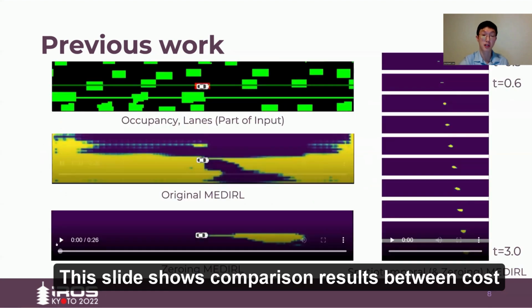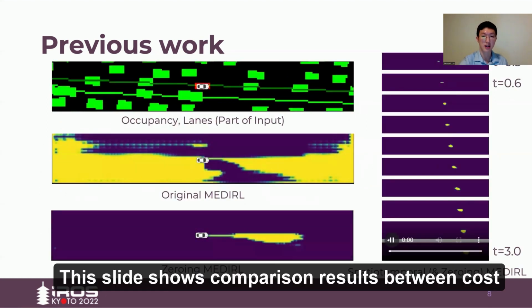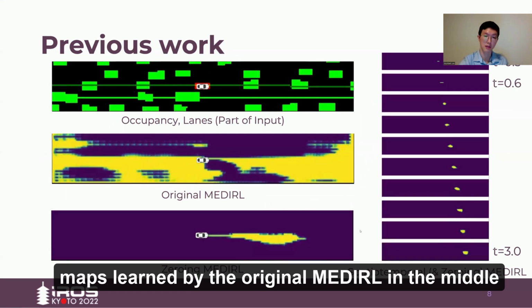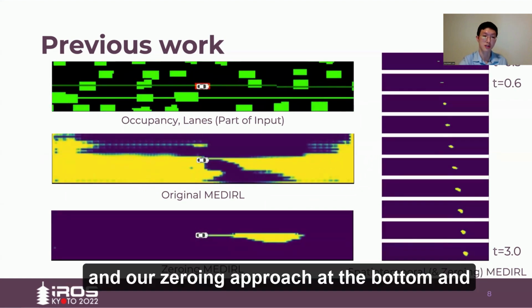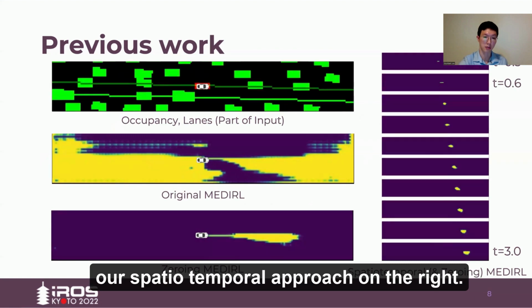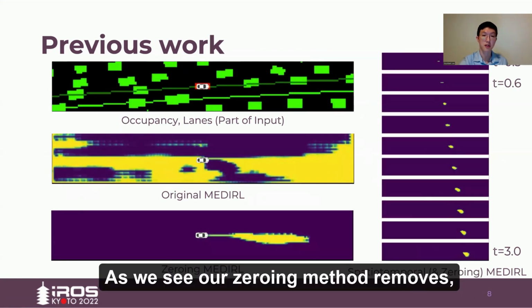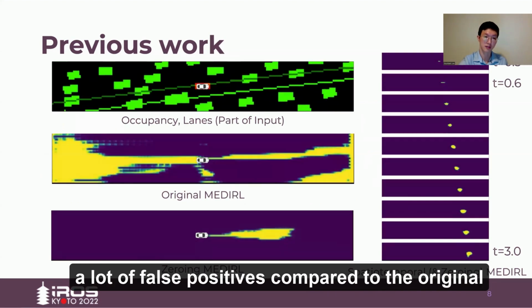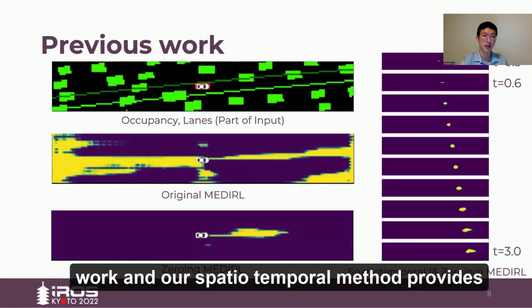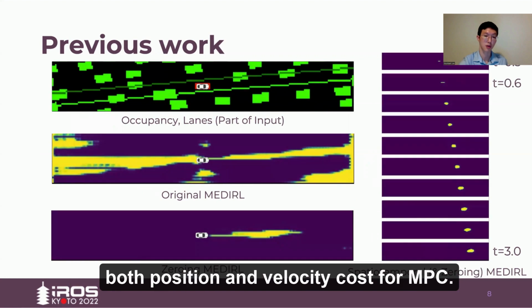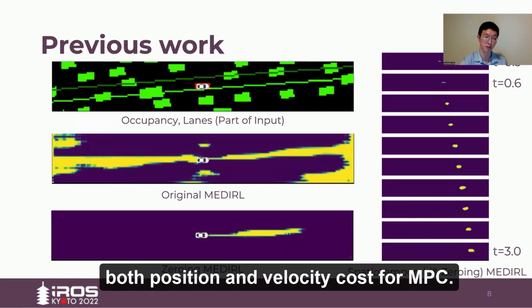This slide shows comparison results between cost maps learned by the original MEDIRL in the middle, our zeroing approach at the bottom, and our spatial-temporal approach on the right. As you see, our zeroing method removes a lot of false positives compared to the original work, and our spatial-temporal method provides both position and velocity costs for MPC.